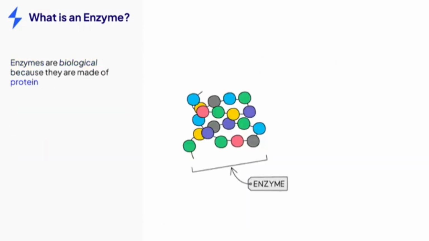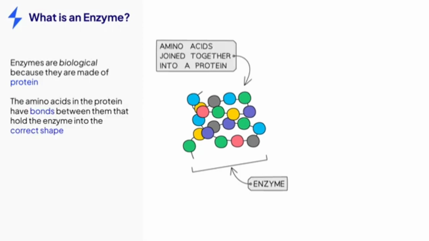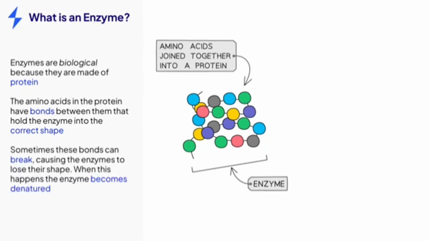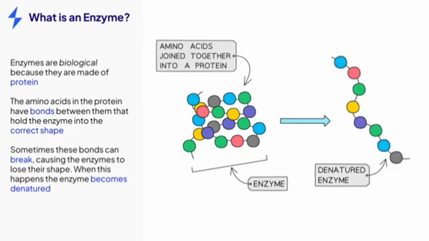Enzymes are called biological catalysts because they are made from protein. The proteins contain amino acids that are held in the correct shape by bonds which hold the amino acids together. These bonds can break in certain conditions, such as changes in temperature and pH. When this happens, the enzyme loses its shape and becomes denatured.